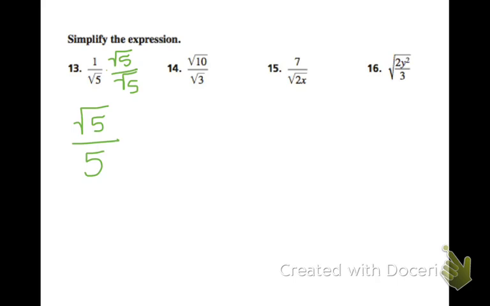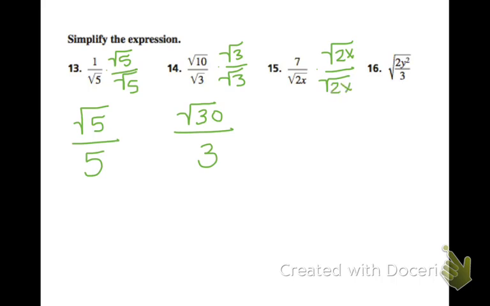For number 14, we will multiply by the square root of 3 over the square root of 3. So we have the square root of 10 times the square root of 3, or we could write it as the square root of 30. And again, square root of 3 times the square root of 3, that's the square root of 9. That simplifies to 3.